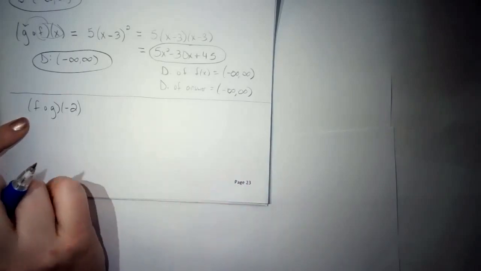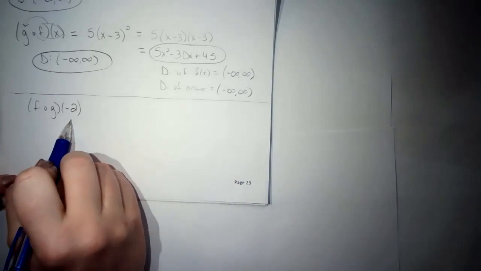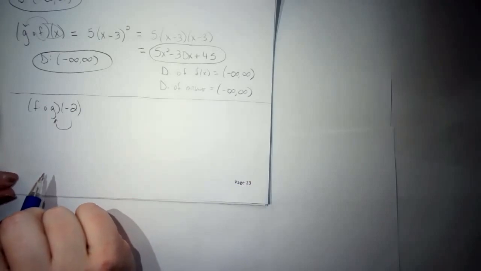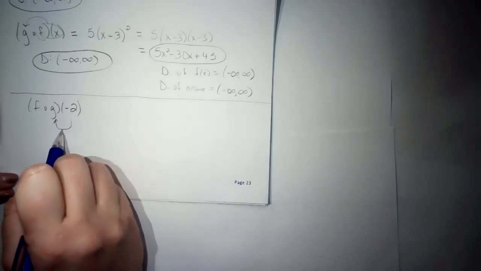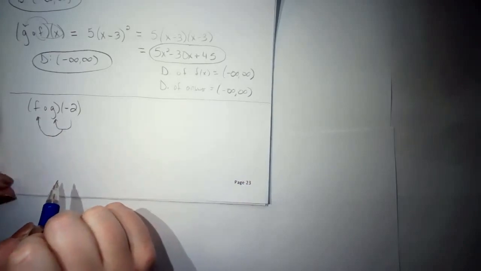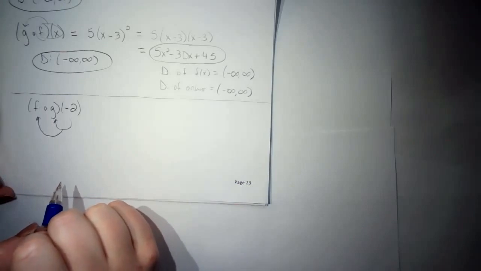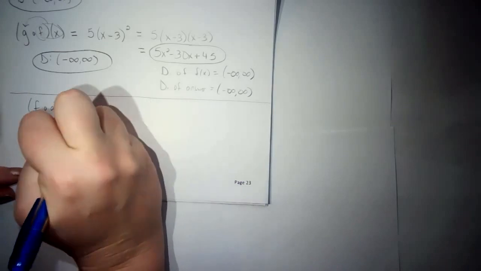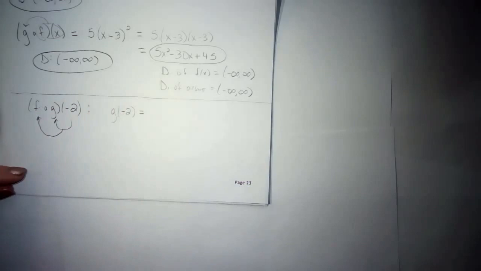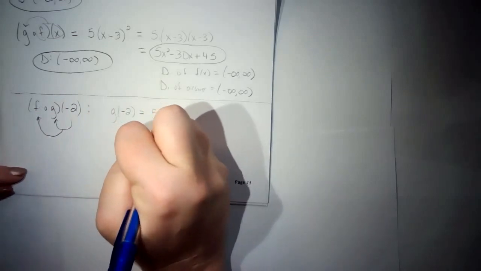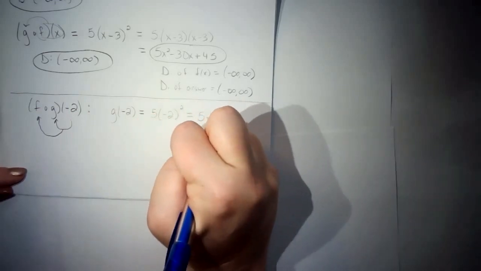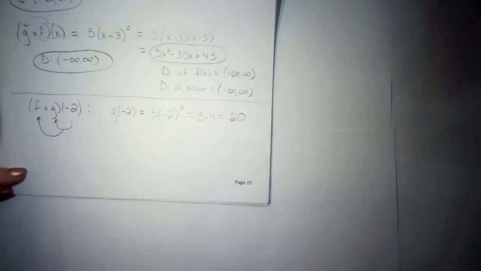What this means, reading from right to left, is I'm going to take -2 and plug it into g, and find that answer, whatever it may be. Then I'm going to take that answer and plug it in for f. When all is said and done, you're going to come up with a number. So here we go. I'm going to find g of -2. I'm going to plug in -2 for x in g of x. So I'm going to have 5 times -2 squared. That's 5 times 4, which is 20.